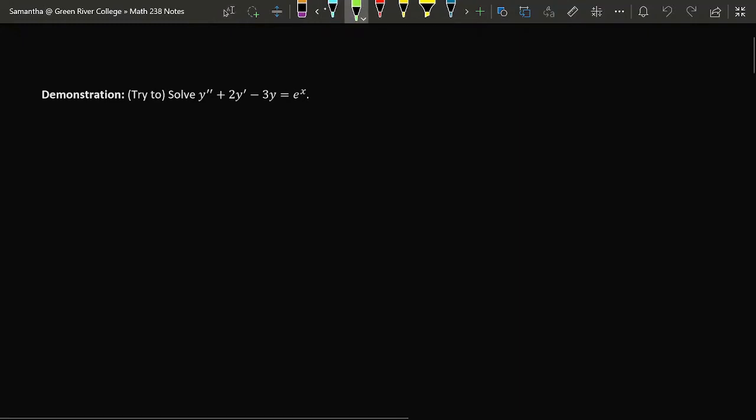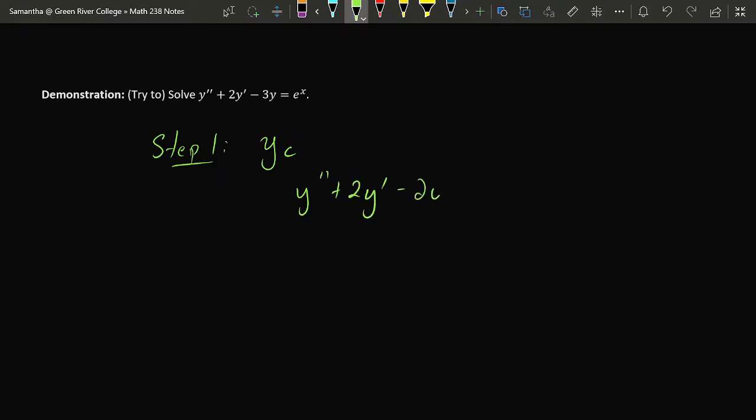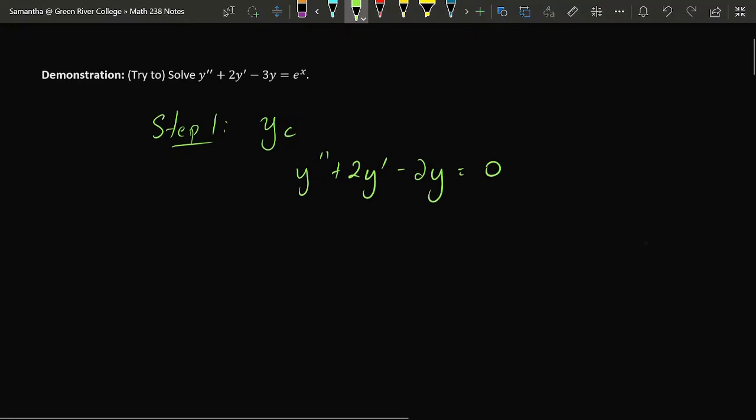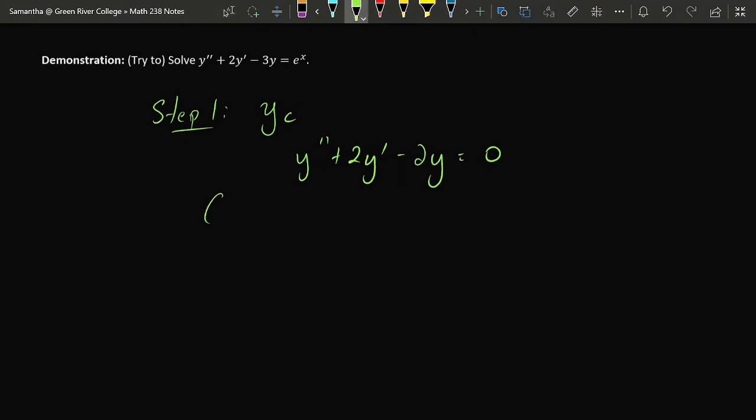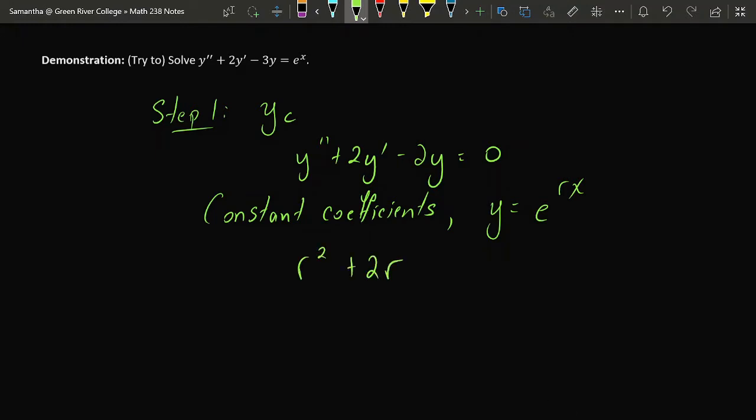Now I would start this, as always, by trying to find the complementary solution. So let me set the right-hand side equal to 0 and solve that equation. I note that this particular equation is homogeneous with constant coefficients. For constant coefficients, we need to guess an exponential function, and that gives us the auxiliary equation r^2 + 2r - 3 = 0.